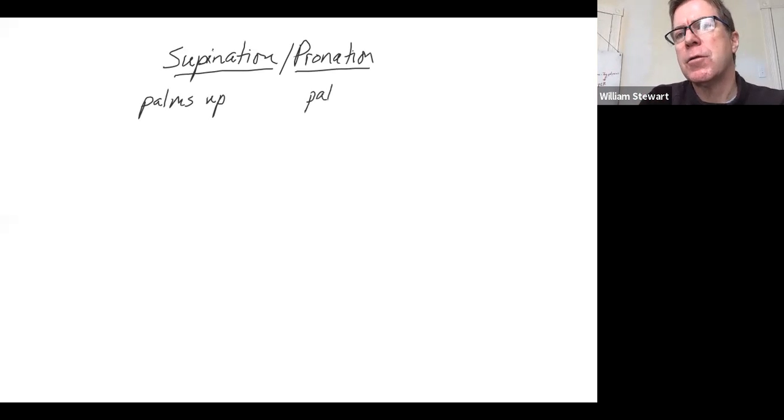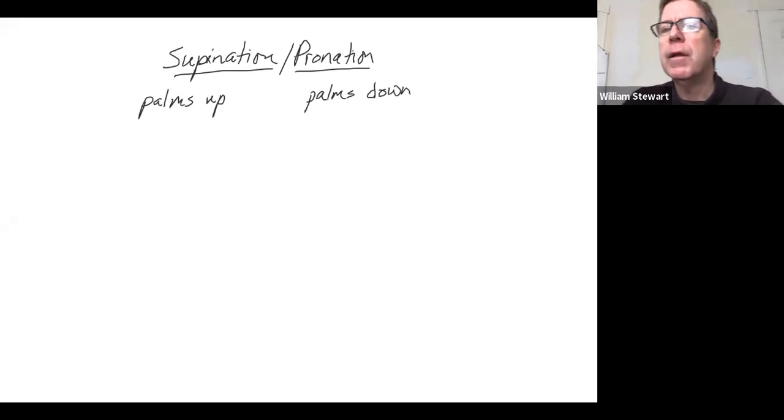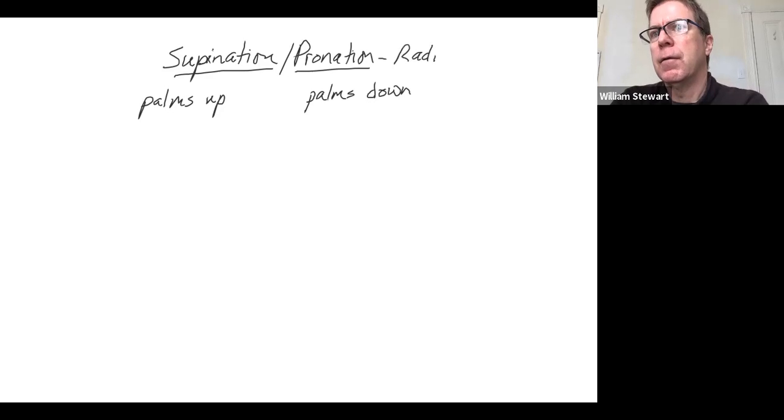So if you hold your arms straight out in front of you, really what this is, is a movement of the radius and ulna. When we supinate, turning the palms upward toward the sky, our radius and ulna are parallel to each other. When we pronate and turn the palms downward toward the ground, the radius and ulna then tend to cross over each other and make an X form.